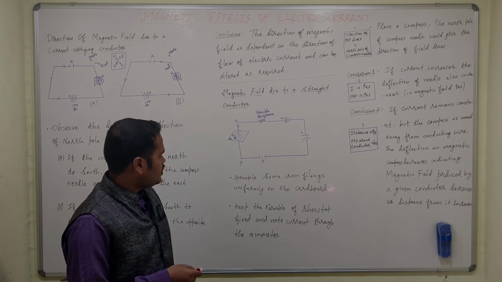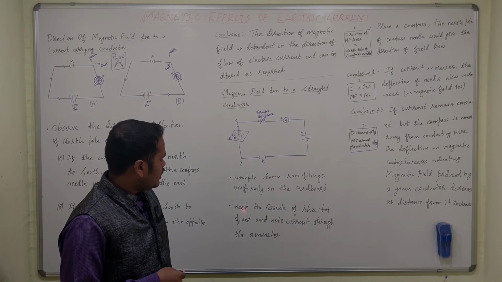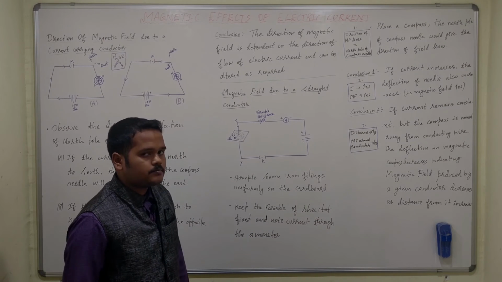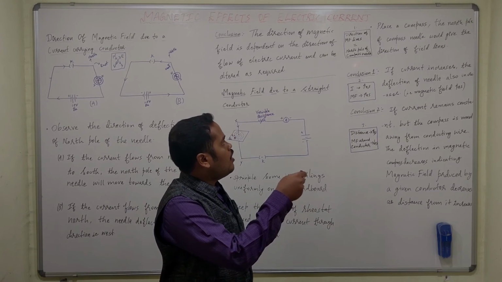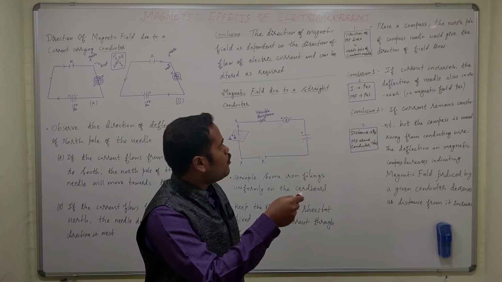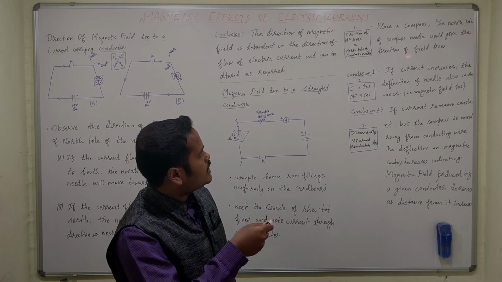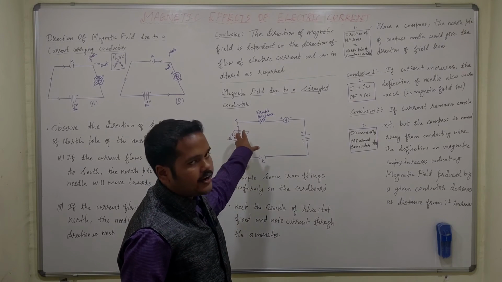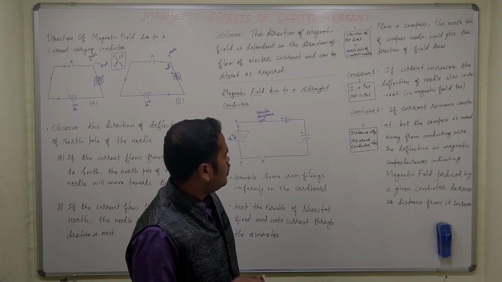Sprinkle some iron filings uniformly on the cardboard. Keep the variable of the rheostat fixed and note the current through the ammeter. Place a compass. The north pole of the compass needle would give the direction of the field lines. So we have found out the direction of the field lines.